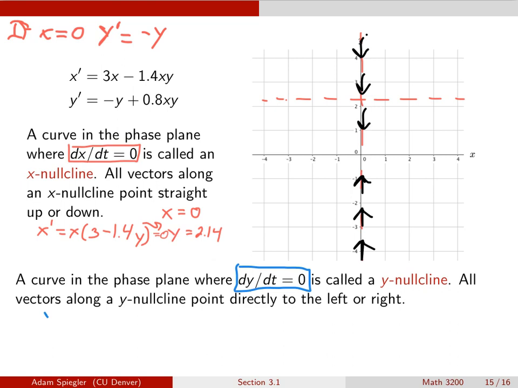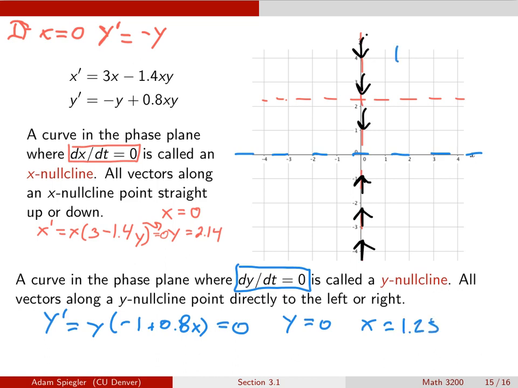So here we would set y prime equal to 0, and we could factor out a y from the equation, and we would get y times (minus 1 plus 0.8x). And we can see that this is equal to 0 when y is equal to 0. So that means we have one y nullcline along the x-axis when y is equal to 0, and we have a second nullcline when that other factor is 0, and that's going to occur when x is 1.25. So we have a second y nullcline over here.